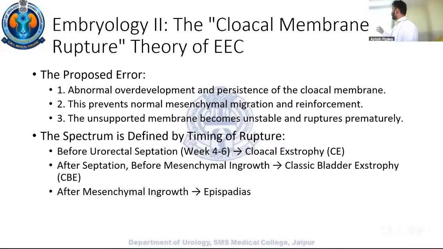So, if the cloacal membrane ruptures before the urorectal separation, that is between 4 to 6 weeks, it leads to cloacal exstrophy. If it ruptures after the septation but before mesenchymal ingrowth, it leads to classical bladder exstrophy. And if it ruptures after mesenchymal ingrowth, it leads to epispadias.